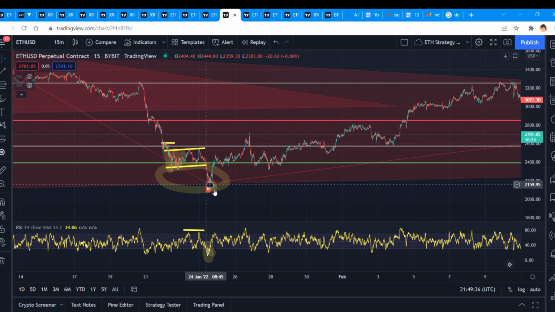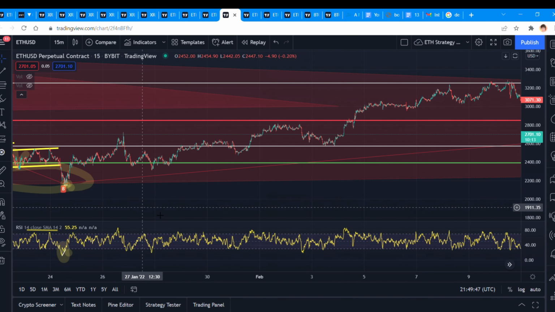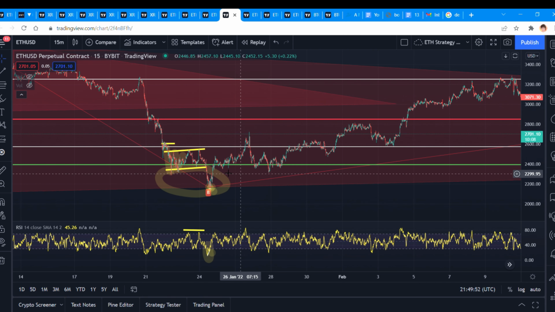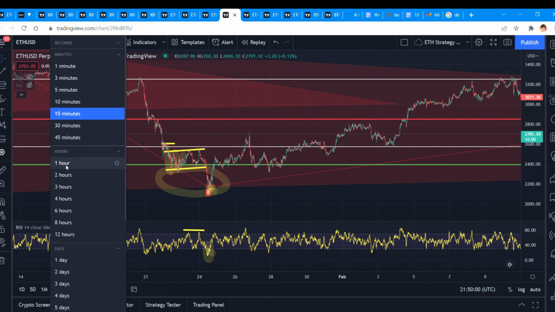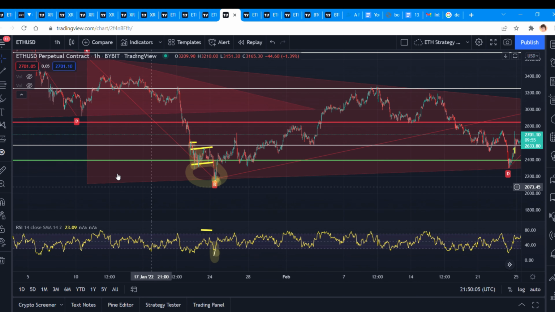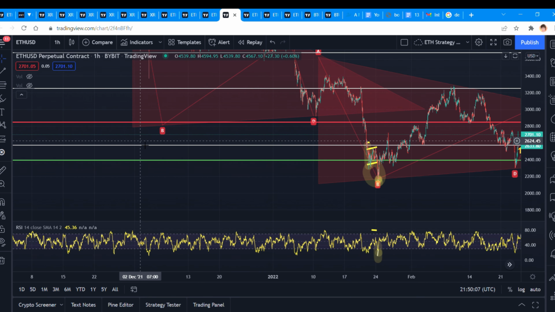So let's say you enter here at this reverse Head and Shoulders, and then you follow it up. And when you follow it up, you watch the 1 hour arc. Don't take your signal from the 15-minute, but then change to the 1 hour. So when you change to the 1 hour, zoom out. You are in a trade. Zoom out and see where your support levels are.